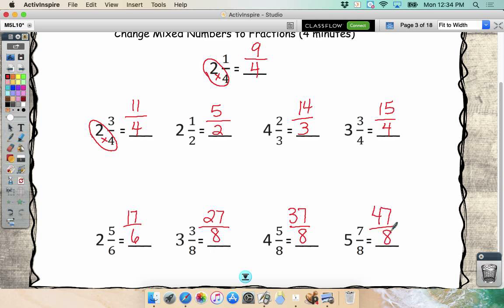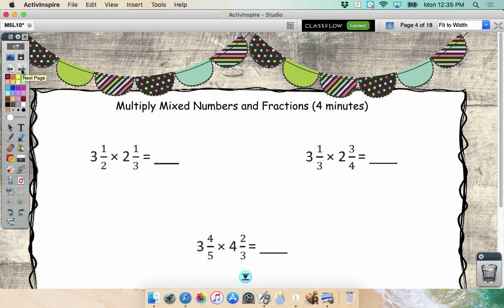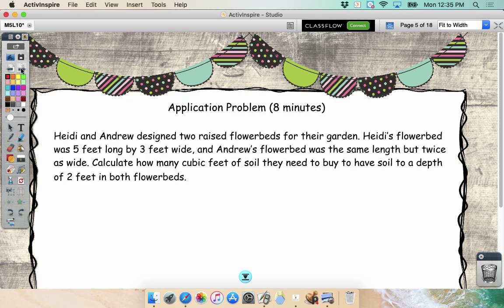All right. Any questions on how to change a mixed number to an improper fraction? It's pretty simple, isn't it? Okay, I want to skip the next one, but I want to make sure we come back to it. Okay? So go ahead and move on to the application problem.